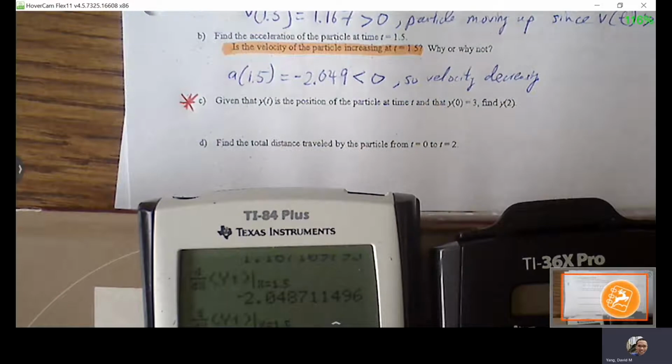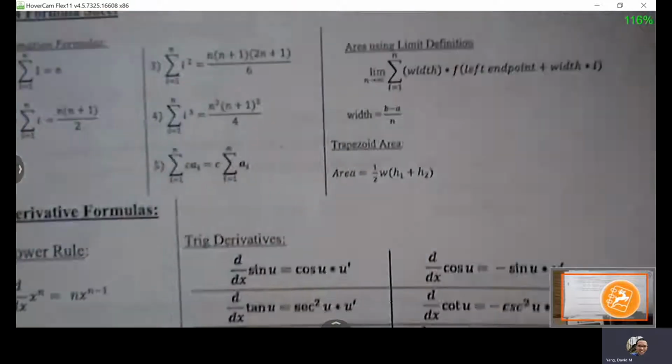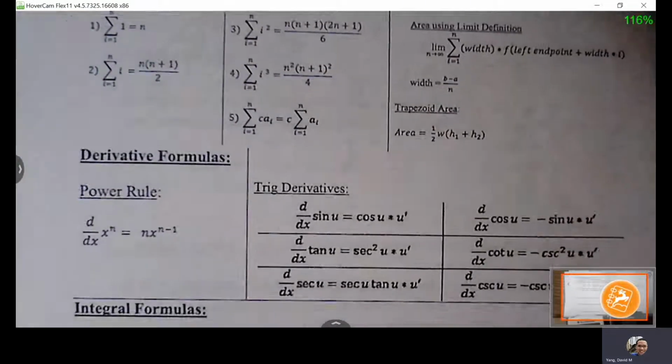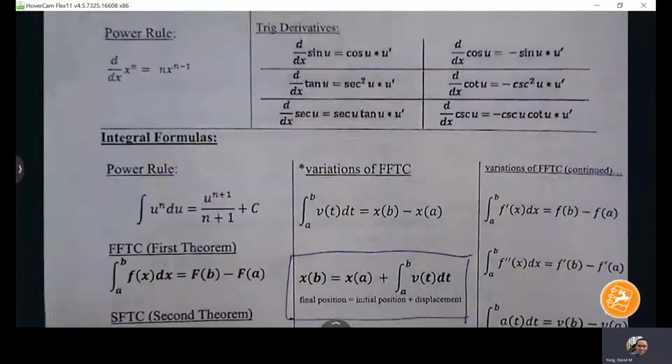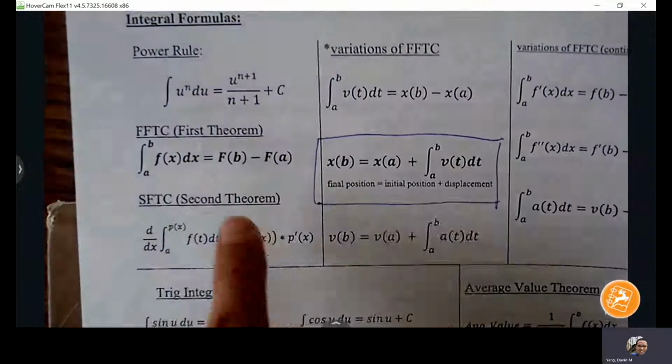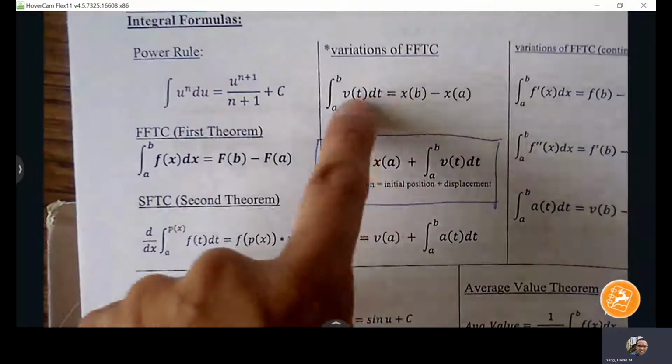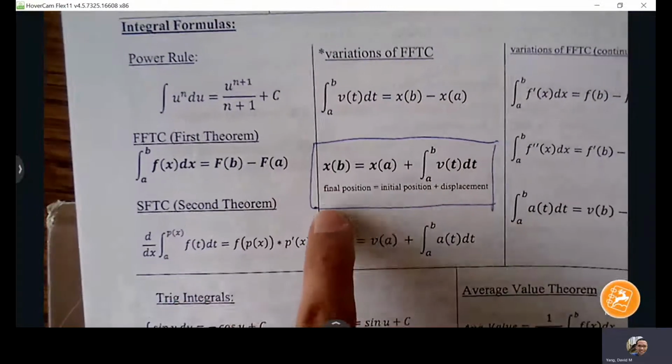It says, given that y of t is the position of the particle at time t, and that y of 0 equals 3, find y of 2. So this is basically a rearranging of first theorem. If you look on the back of your formula sheet, I put the variations on the back there. If I rearrange first theorem, I can rearrange it like this.